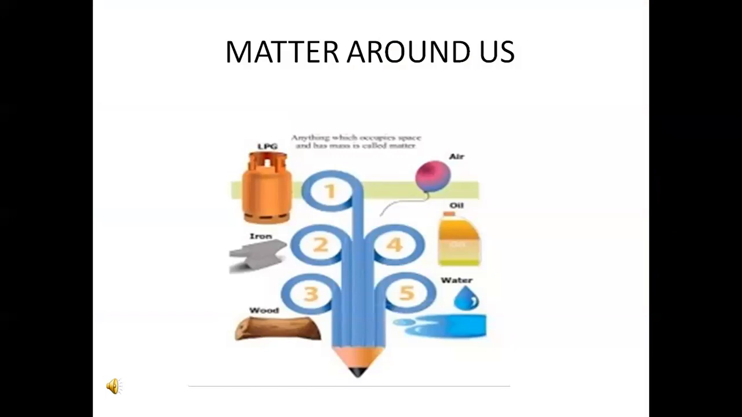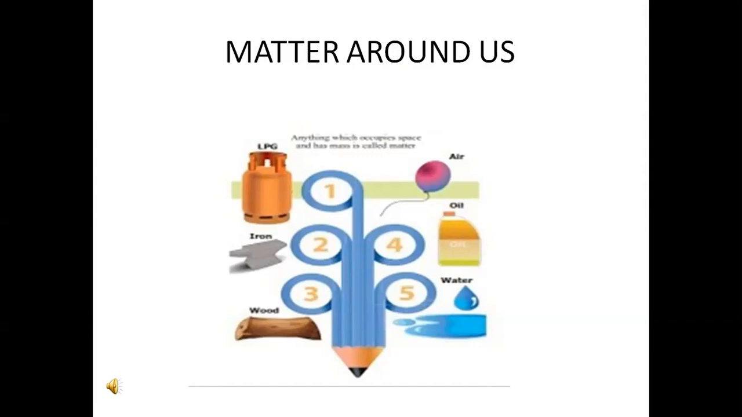Matter around us. What is matter? Anything which occupies space and has mass is called matter. Already we know that there are three states around us: solid, liquids, and gas. These are the examples of matter: gas, iron, wood, air, oil, and water. These things occupy space and have mass, so these are called matter.